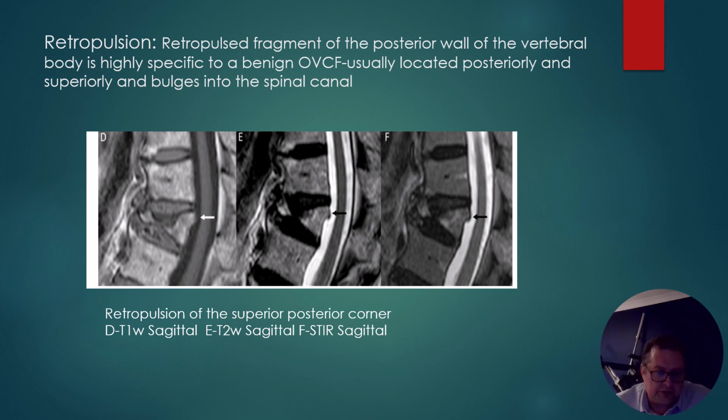The retropulsion, which again is highly specific to benign vertebral compression fractures. You can see where there is the bulge, and it actually moves superiorly and posteriorly in towards the spinal cord. You can see that there. And again, this isn't usually a sign of malignancy.